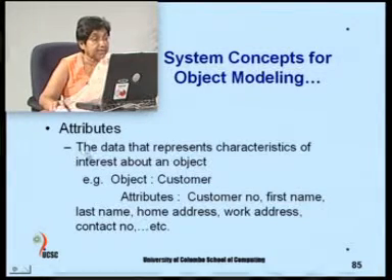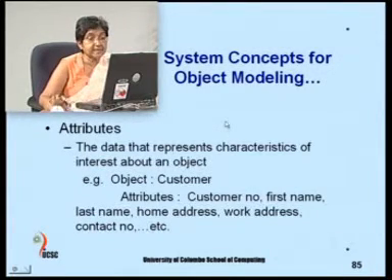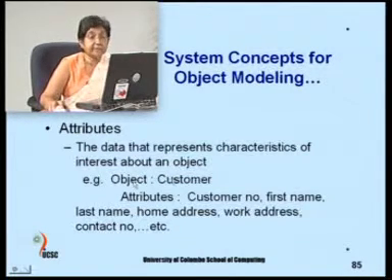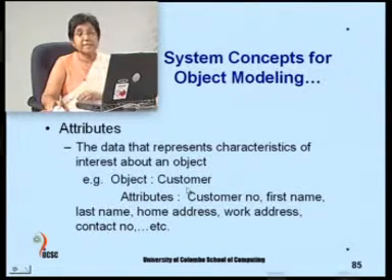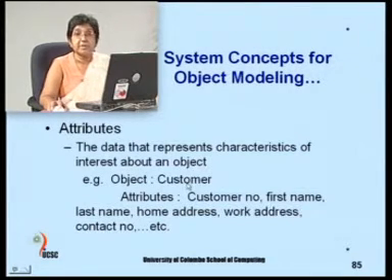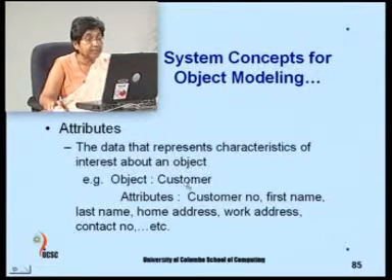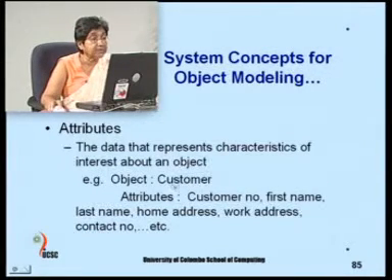Again, we talk about attributes, the data that represents characteristics of interest about an object. For example, if we take a customer, our object is the customer. Now, what are its attributes? Customer number, first name, last name, home address, work address, contact number, etc. Now, there may be certain other attributes about this customer, but we do not really call them attributes, or we do not even store that data, because we may not be interested in such data.